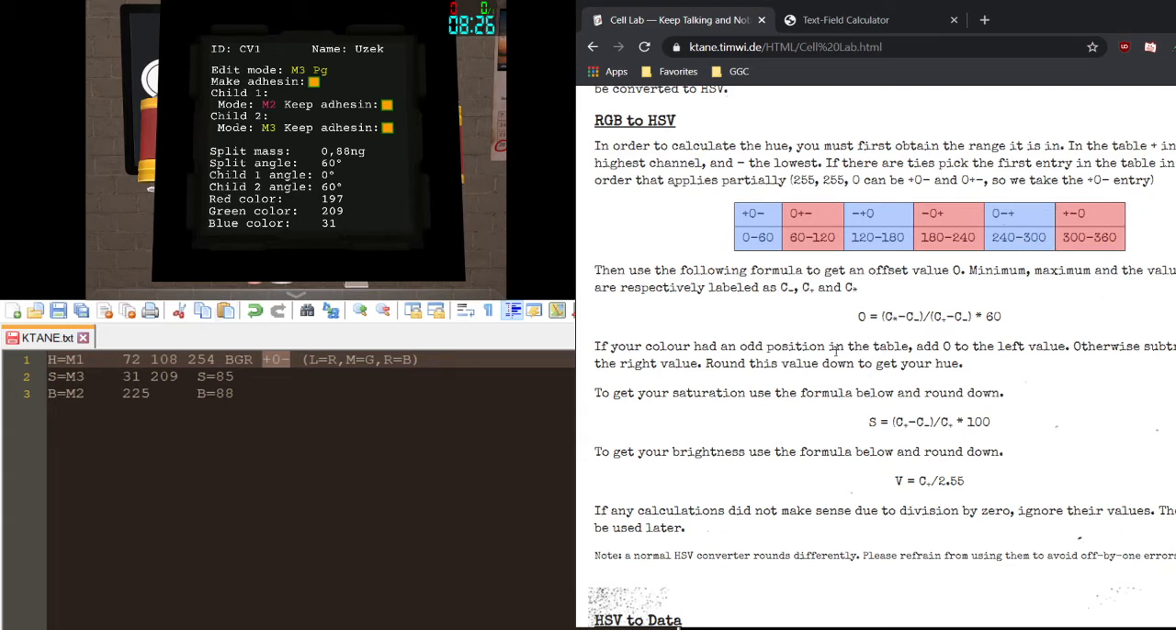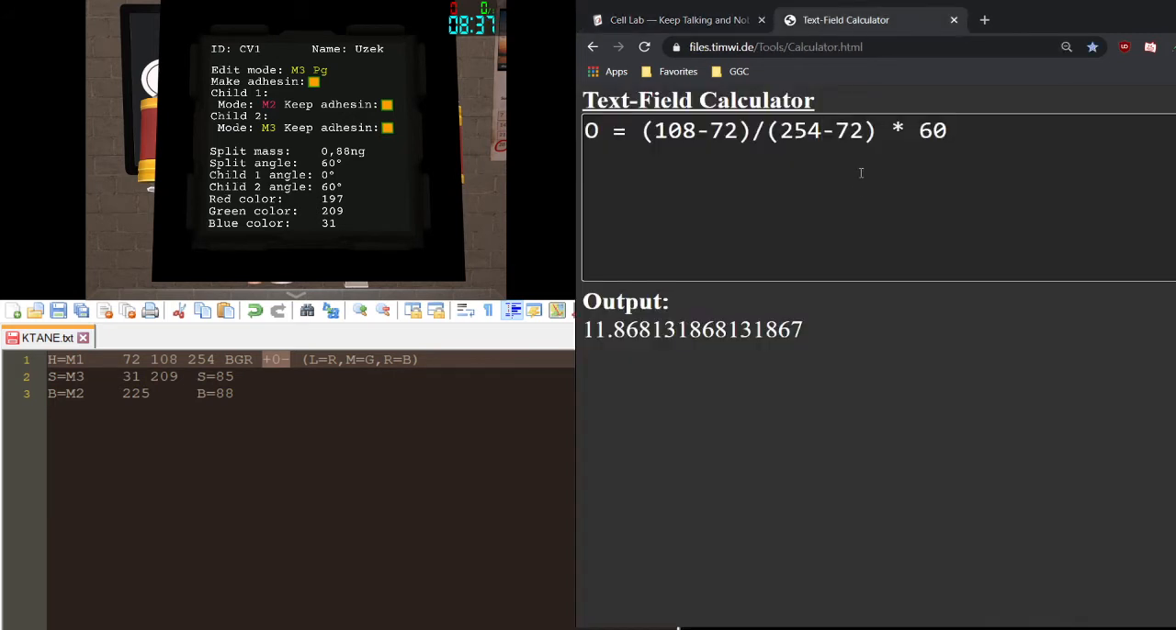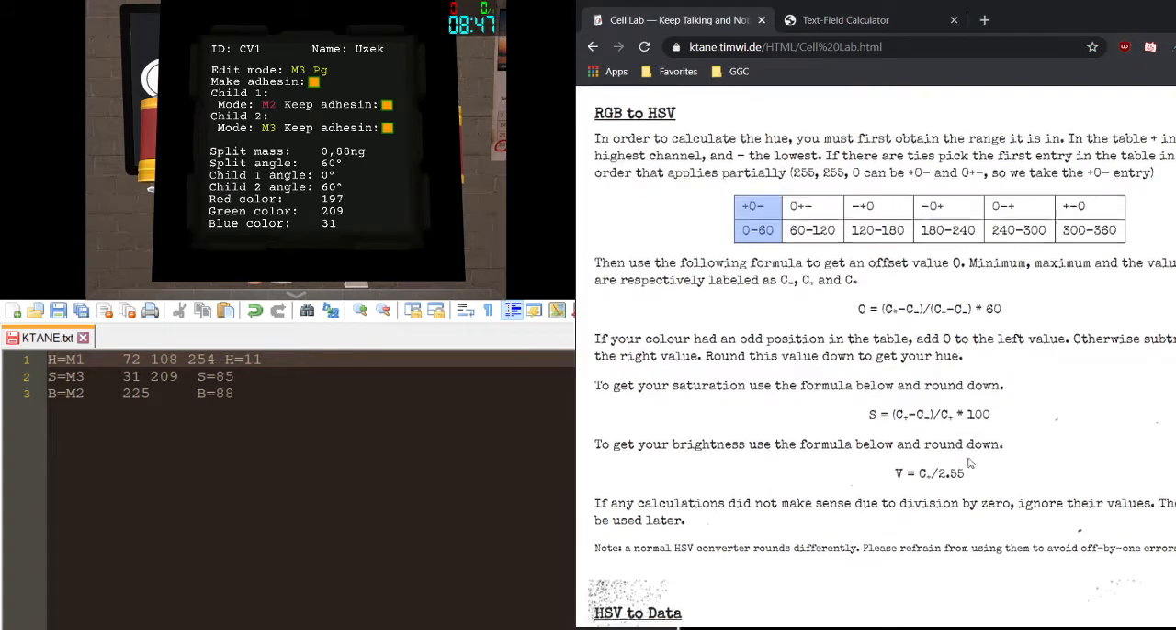So for our example, we had this one. We add O to the left value of 0. So 0 plus O is just O, meaning O is actually our hue. We take the O floored, and this is our hue. Still with me?